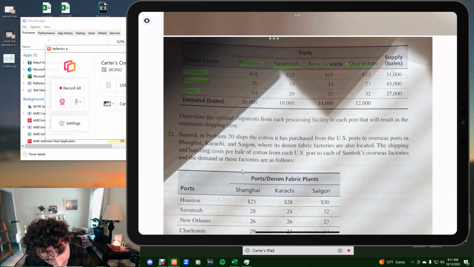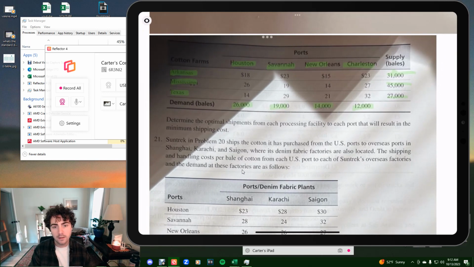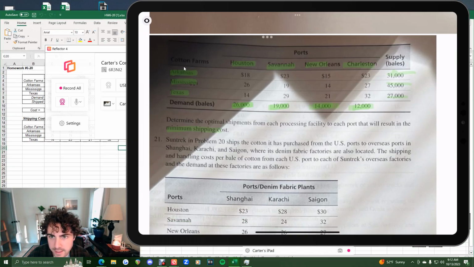They have the supplies for each of the farms, and then it's going to the ports which demand this many bales each. So the supply is just kind of like a loose amount they have to supply. They may not send every bit of it, but the ports that are demanding a certain amount need all of those amounts satisfied, met. So they say determine the optimal shipments, and minimize shipping cost. So let's check out just the Excel file and make sense of it.